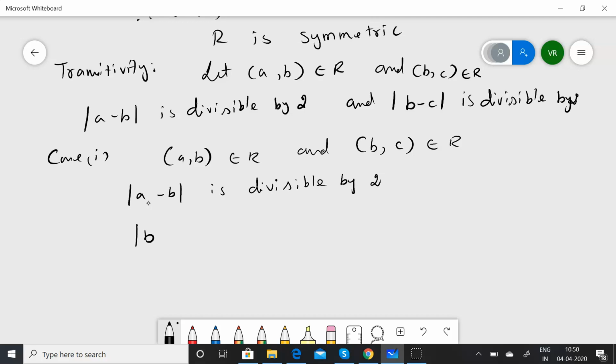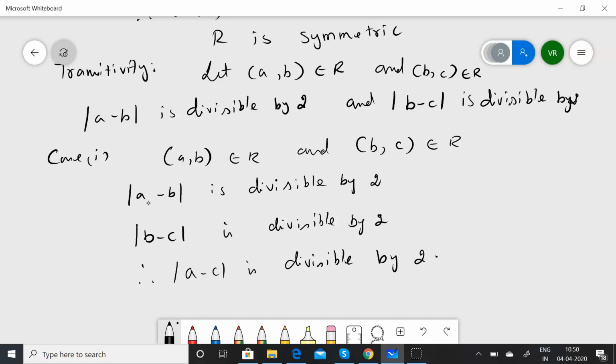Next, when b minus c is divisible by 2, here also you can say both b and c are divisible by 2. Therefore, since (a, b) is divisible by 2 and (b, c) is divisible by 2, a, b and c are all divisible by 2. Therefore, we can say that (a, c) is also divisible by 2. Hence, transitivity is also obeyed.